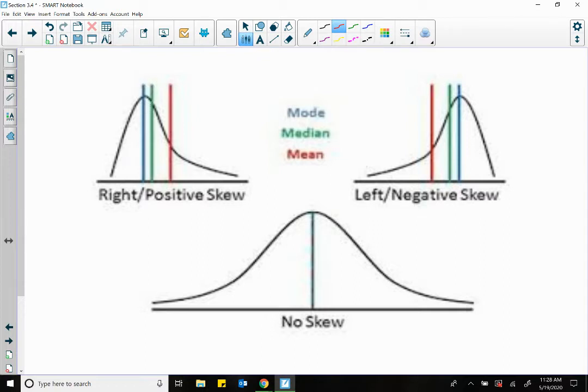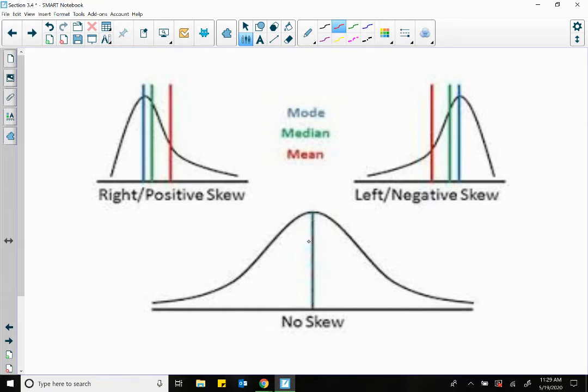Over here you see the left skew. You can see that the mean is definitely less than the median, which is right here in green. Again, the median is the better choice because it's right here where typically everything is happening. And then down here, when there's no skew, in other words when it's symmetric, all three colors are right here. That's why it looks kind of black, because you've got the mean, the median, and the mode on top of each other.